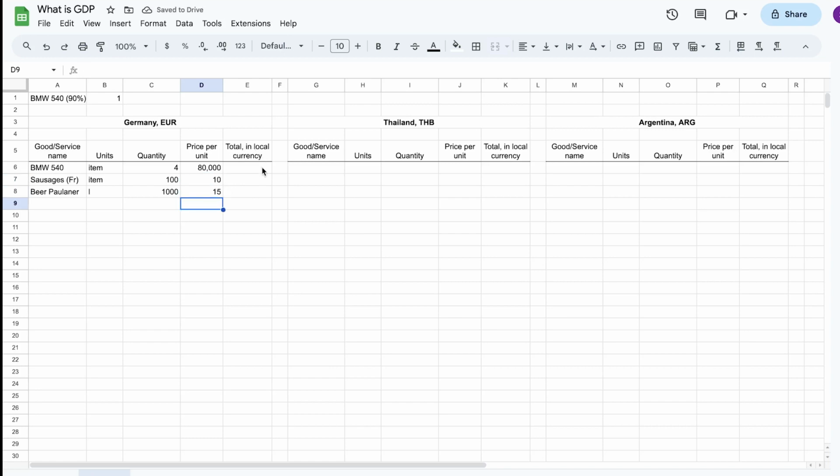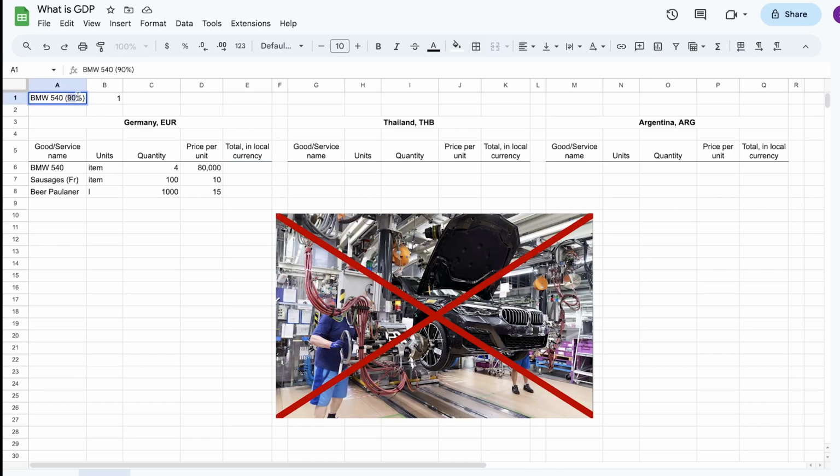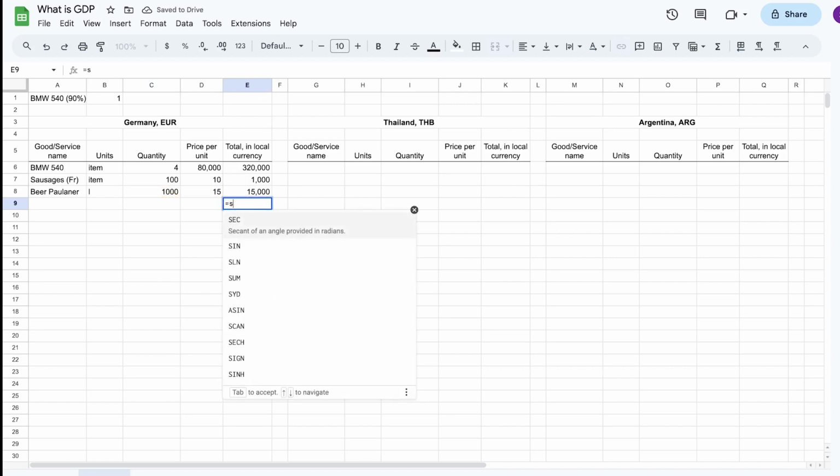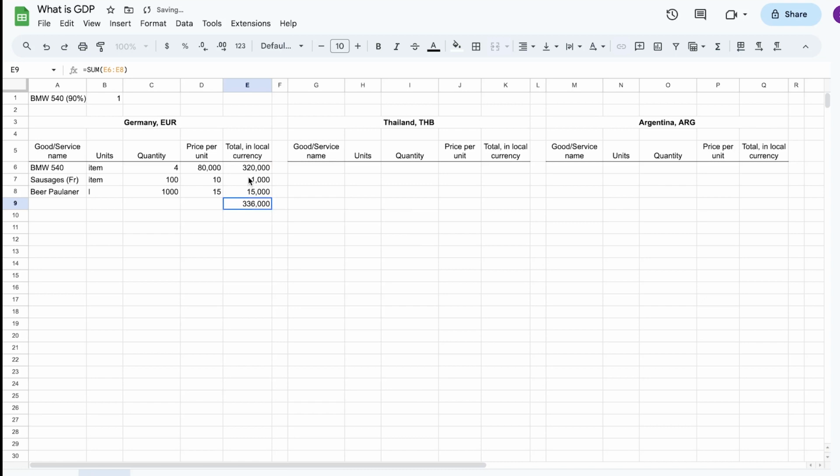Let's calculate the GDP of our imaginary Germany now. We account for only final goods, which means the 90% completed car isn't accounted for in the current period and will be included in the next period's GDP once completed. Therefore, cars, BMW: 4 cars produced times 80,000 price per each is 320,000. Sausages: 100 sausages times 10 is 1000. Beer: 1000 liters times 15 is 15,000. Sum all 3 up and we get 336,000 euro of GDP for Germany in the current period.